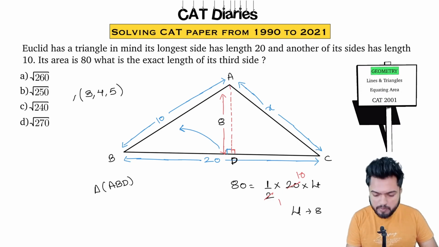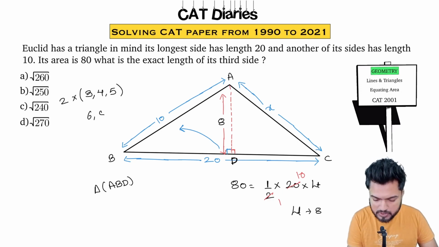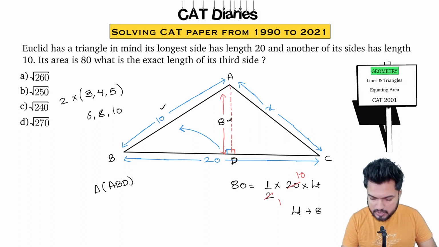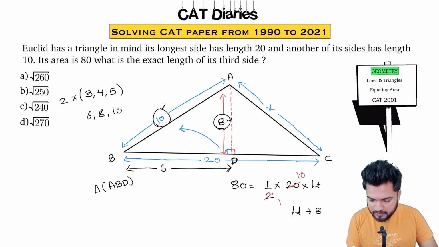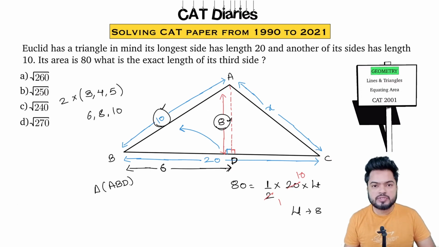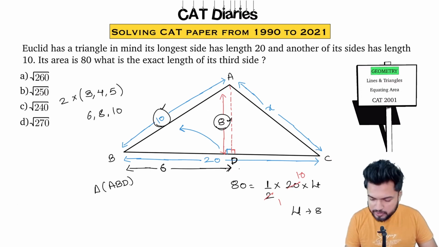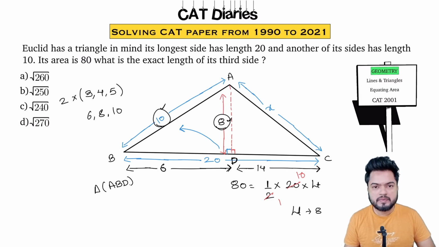If you multiply this by 2, this becomes 6, 8 and then 10. So if this is 10, this is 8, this would be your 6, the third side. So this becomes equal to 6. If this is 6, what is DC then? That will be equal to 14 because the entire thing is equal to 20. So this is equal to 14. Now the problem is nearly over. You need to find out x.